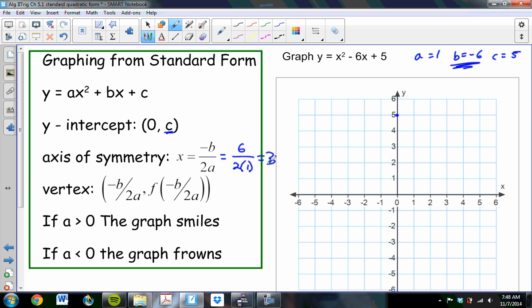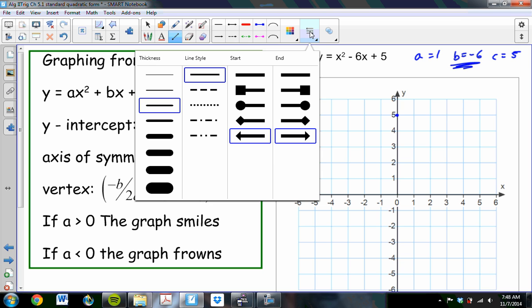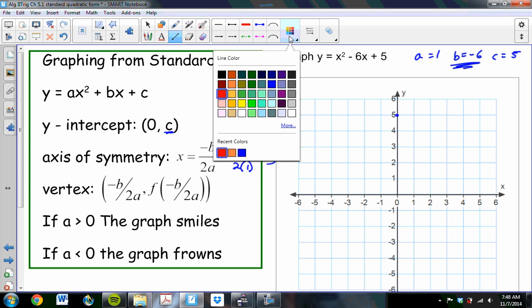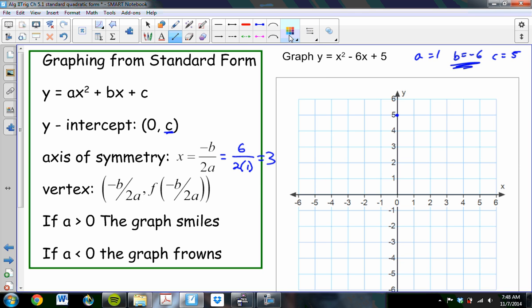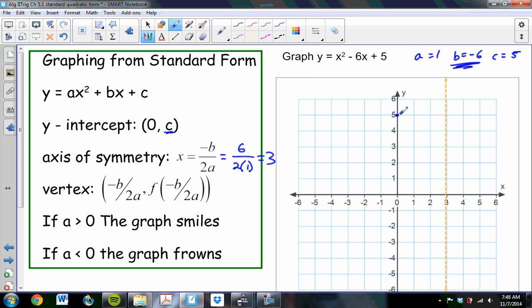So I have a vertical line at 3. Let's get a light faint color. 1, 2, 3. And this is the line that's going to cut my parabola in half. My parabola is going to be symmetric about that line. One thing nice about that is I know that this point over here can get reflected. I go 1, 2, 3 spaces, 1, 2, 3 spaces, so I go 1, 2, 3. There's another point on my graph because of that symmetry. Once I have half the points, I have the other half.